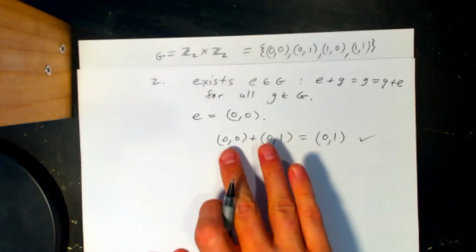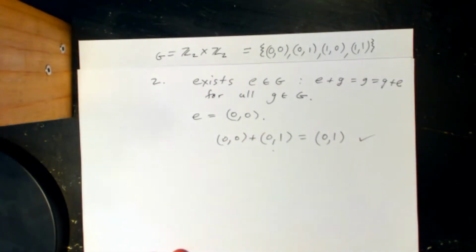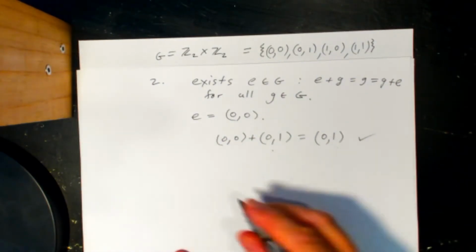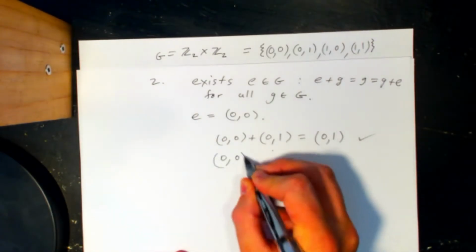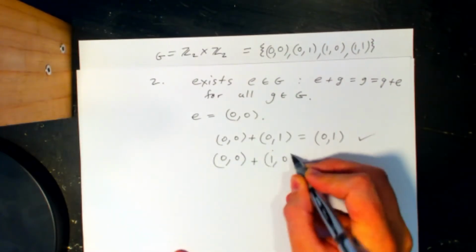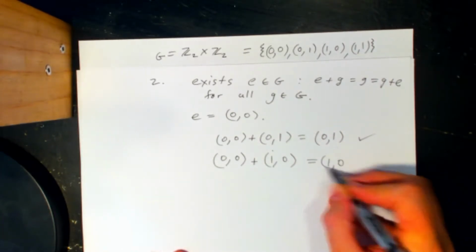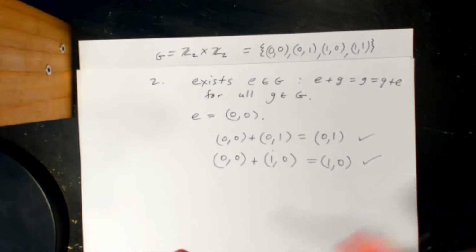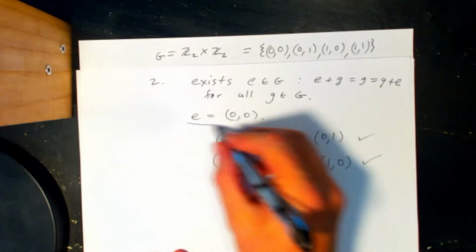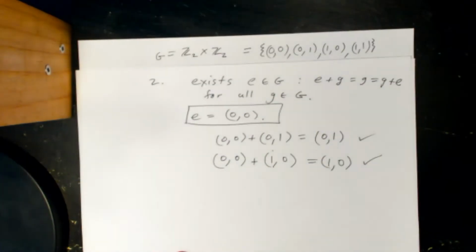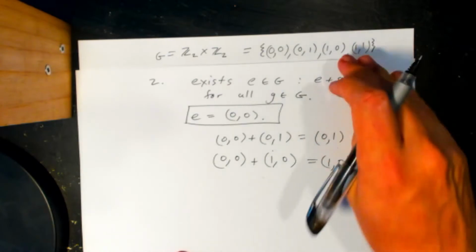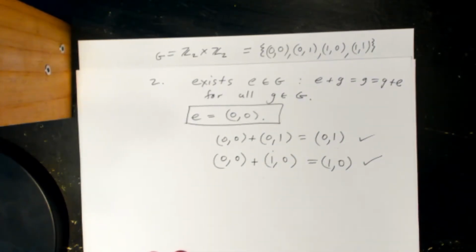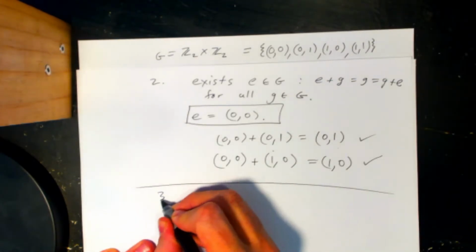And it's the other way around too, because we know we can move these around. We have the commutativity property, so no problem there. Also 0, 0 plus 1, 0 gives us just 1, 0. So yes, that's true. And for the other one as well. So yes, we have an inverse given by this right here. E is 0, 0 in this set or group.